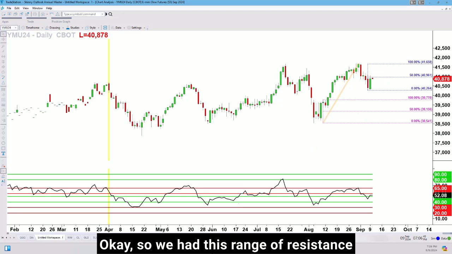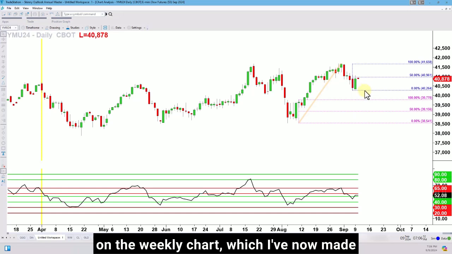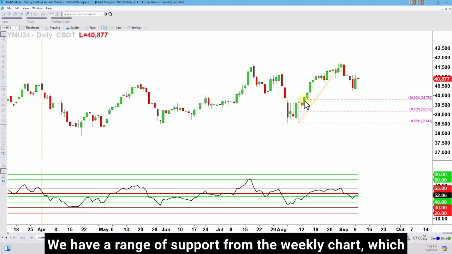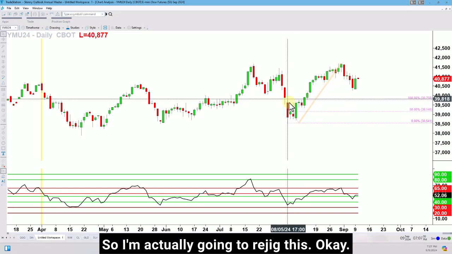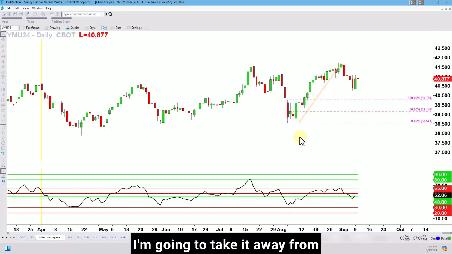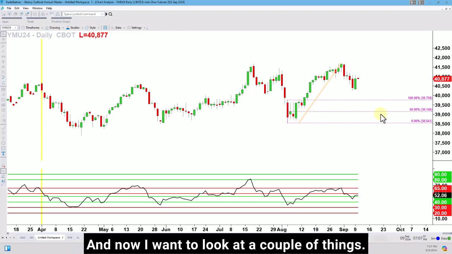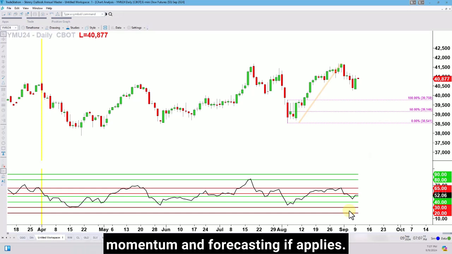Okay, so we had this range of resistance on the weekly chart, which I've now made my point, so I'm going to remove it. We have a range of support from the weekly chart, which is very, very similar to this support from August 5th. So I'm actually going to rejig this, okay? I'm going to take it away from the weekly levels to the daily levels. And now I want to look at a couple things. So let's bring in some momentum and forecasting if applies.